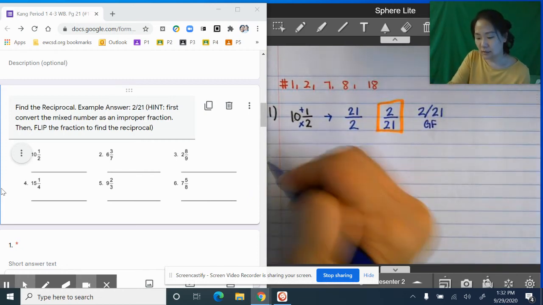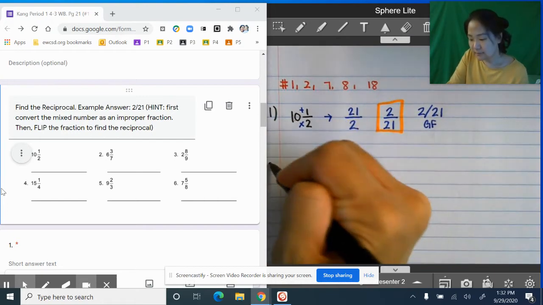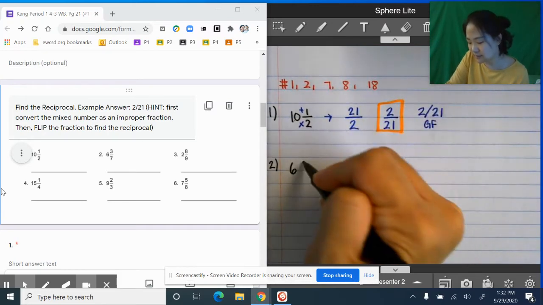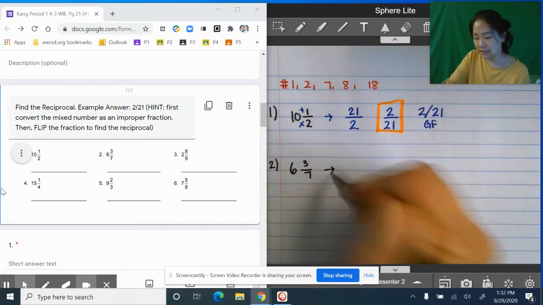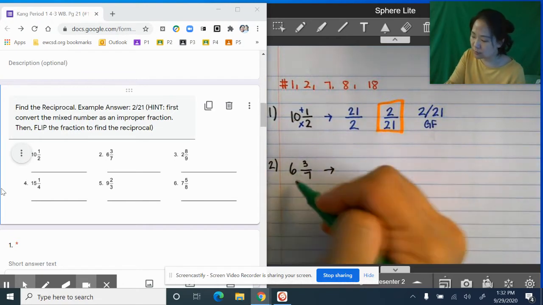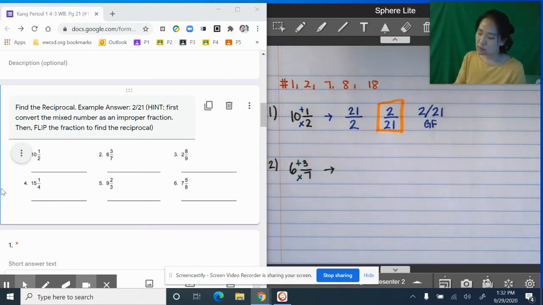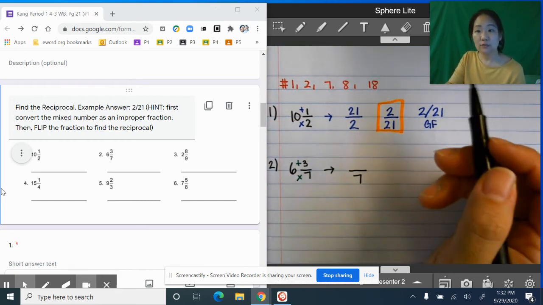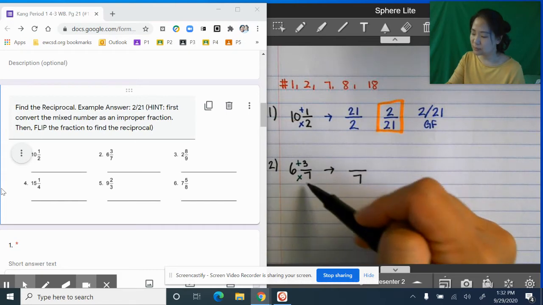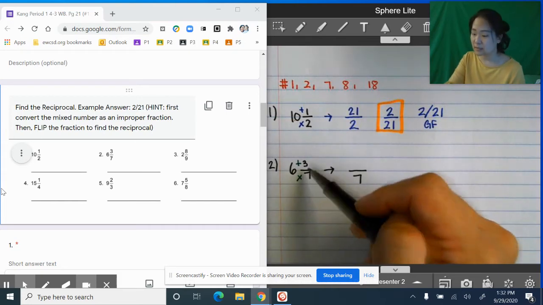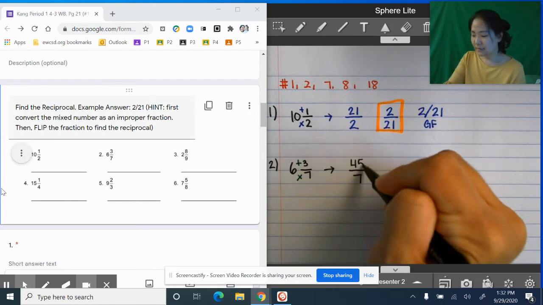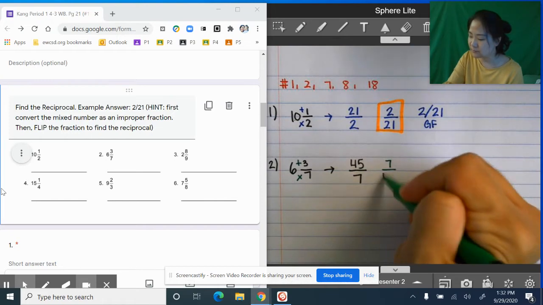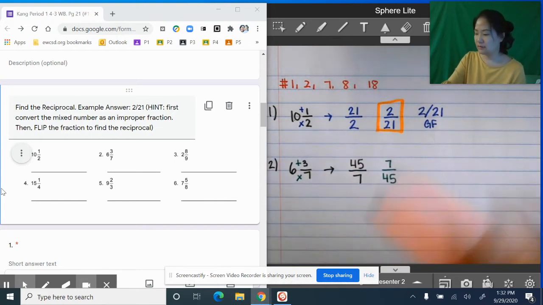Number 2, same problem, find the reciprocal, and your fraction or mixed number is 6 3/7. So again, I am going to do around the world. My denominator stays the same, so it is 7. My numerator, 7 times 6 is 42. 42 plus 3 is 45. And then to find the reciprocal, I'm going to flip it. So the answer is 7/45. And that's the answer.